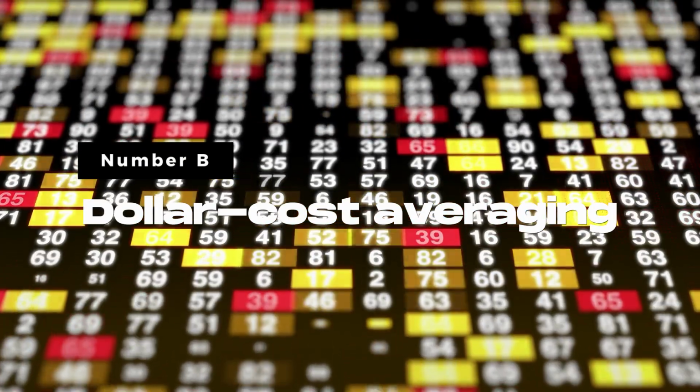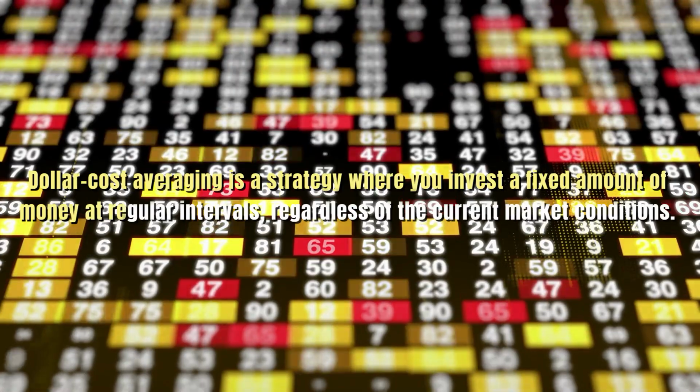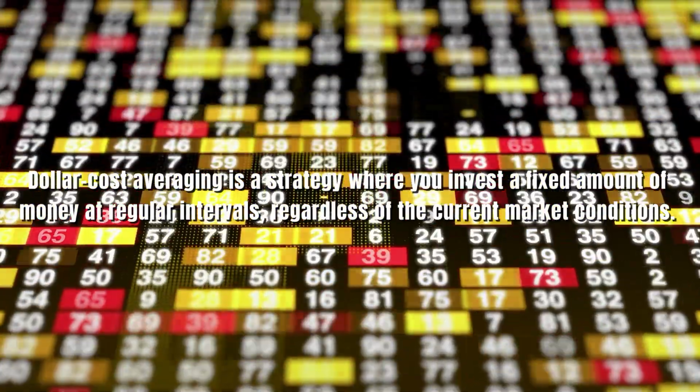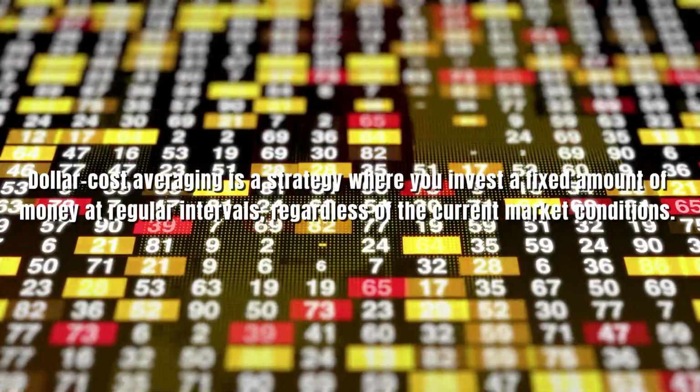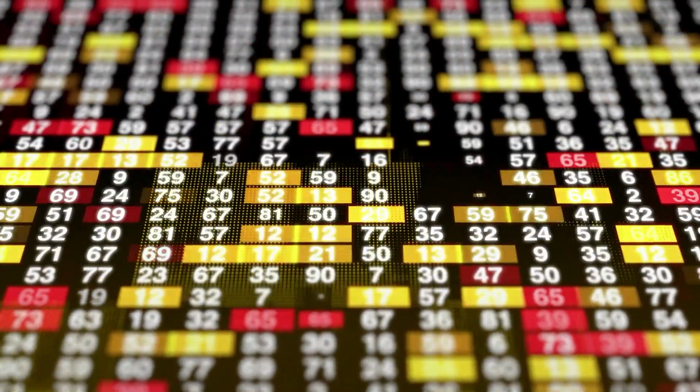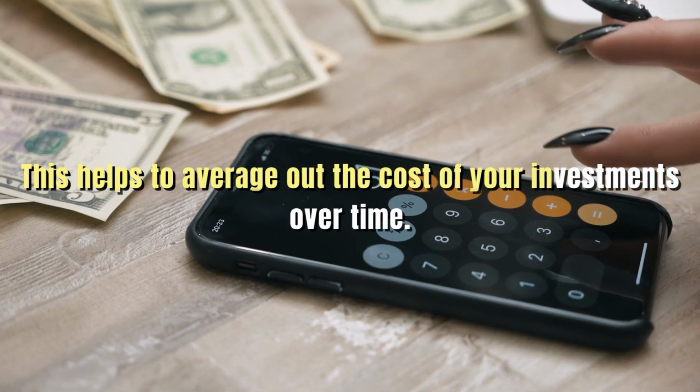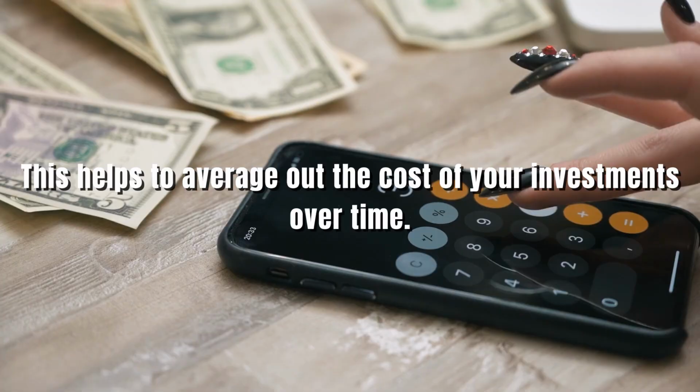B. Dollar cost averaging. Dollar cost averaging is a strategy where you invest a fixed amount of money at regular intervals, regardless of the current market conditions. This helps to average out the cost of your investments over time.